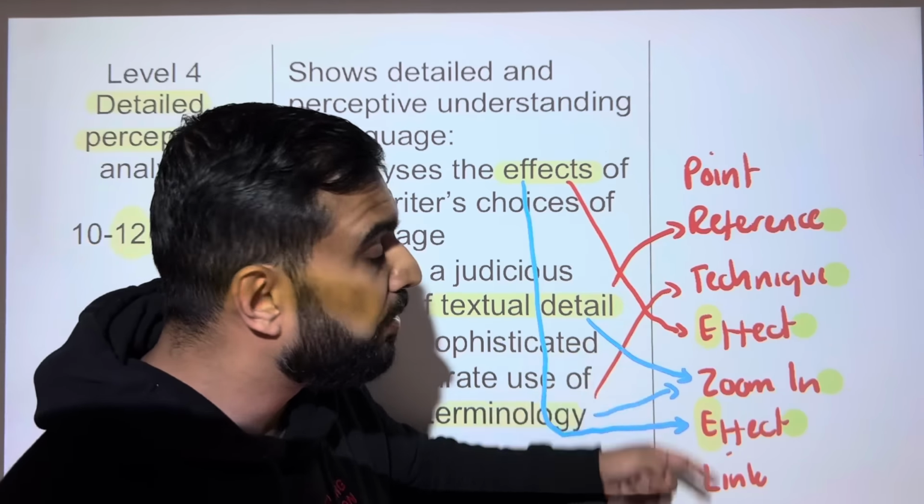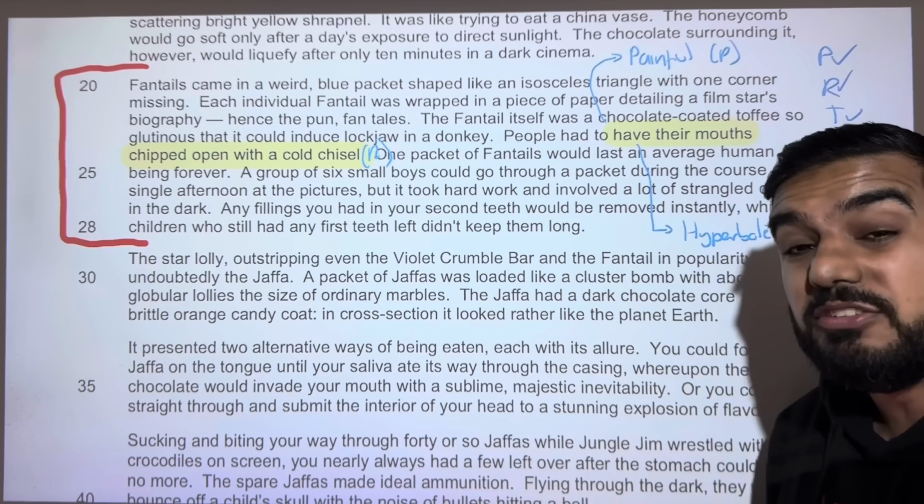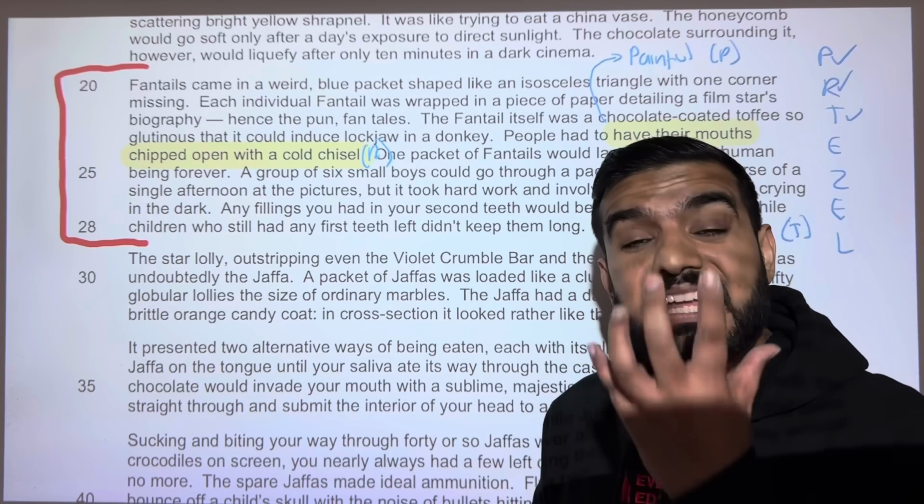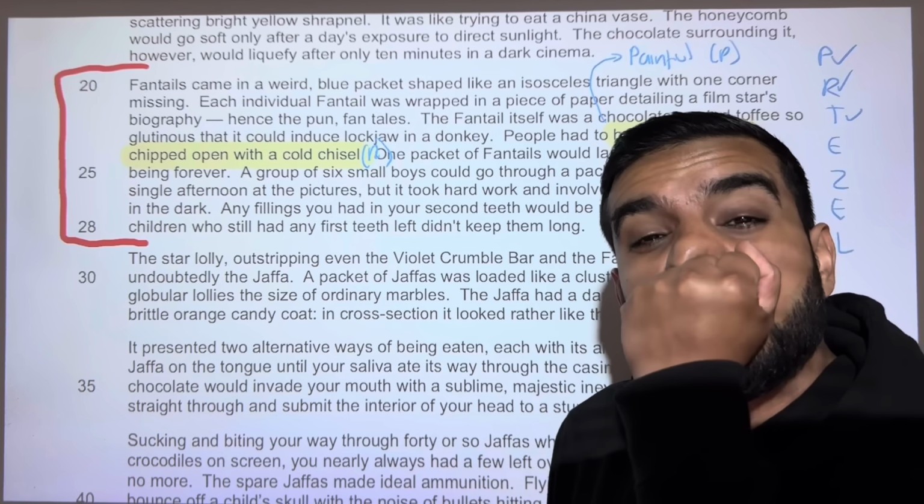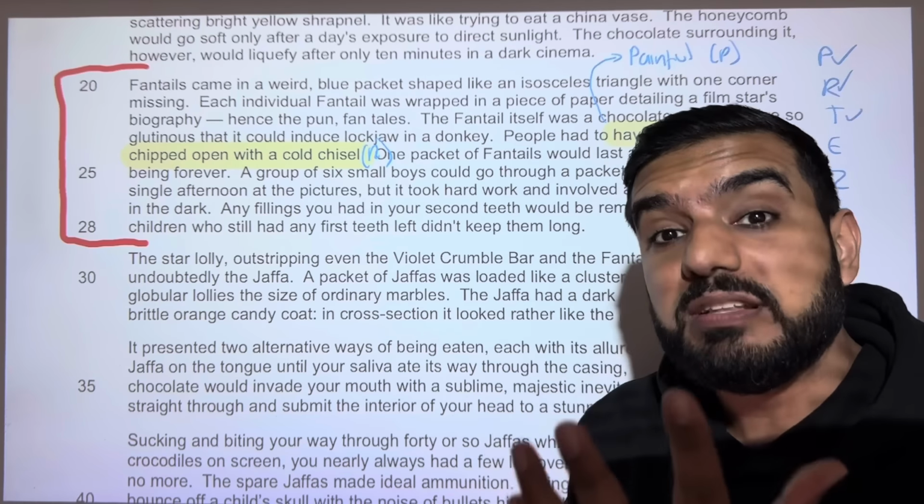What's going to be my technique? My technique here, guys, is hyperbole, because this, of course, is over the top, but it is over the top to show how chewy these sweets are. They are so chewy that your mouth was almost closed, sealed shut, and you couldn't get your words out.